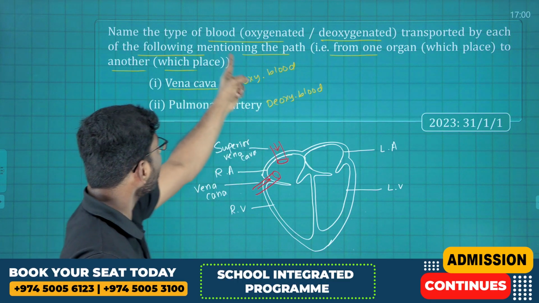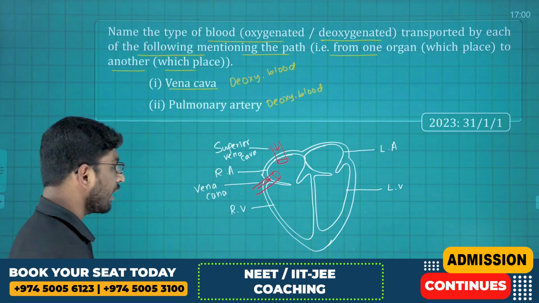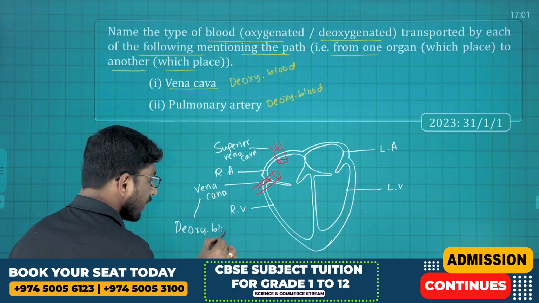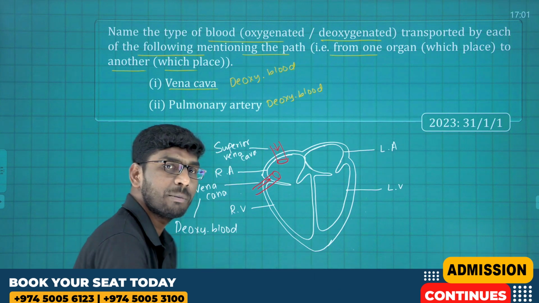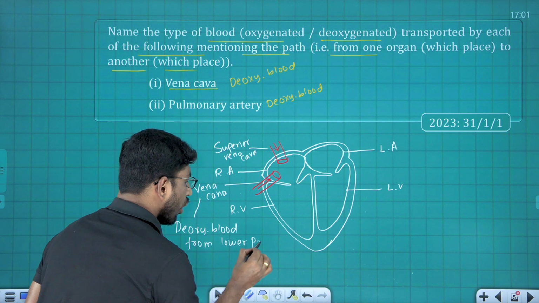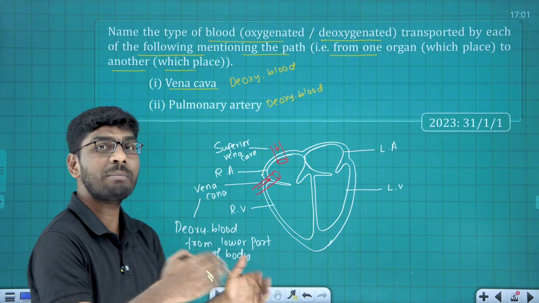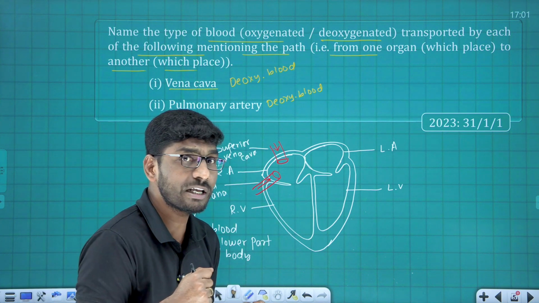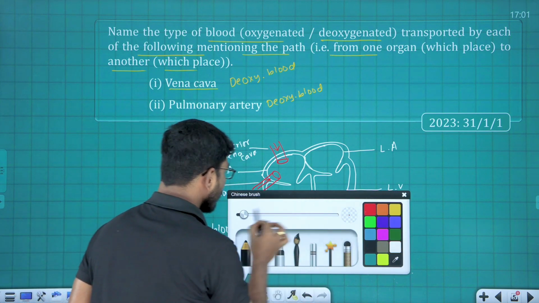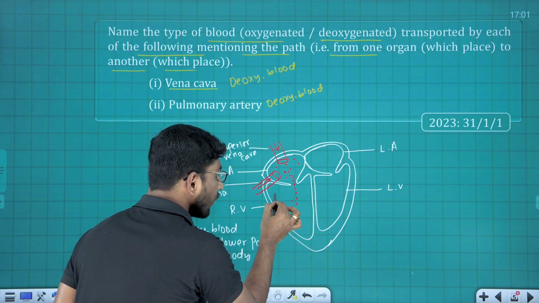They're asking what? Mention the path from one organ to which place to another. Now look here. Inferior vena cava carries deoxygenated blood from the lower part of the body. Next, superior vena cava from the upper part of the body. But they did not mention the superior vena cava, just vena cava. Next, the second one is what? Tell me here. This deoxygenated blood entered into where? Right ventricle.